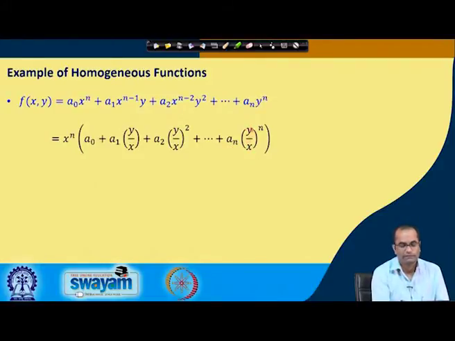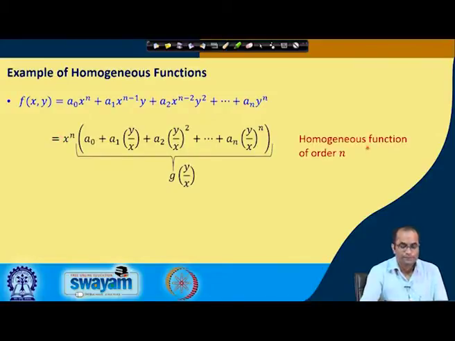So, this x power n will be in the denominator, and in this case again we have y over x power n. So, all these terms, or this function, we can denote as a function of y over x, because y over x appears together in all the terms. So, we can consider this as a function of y over x, and then x power n is sitting outside. Therefore, this is a homogeneous function of order n.